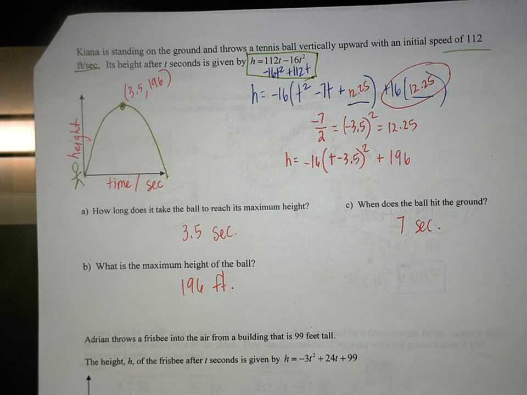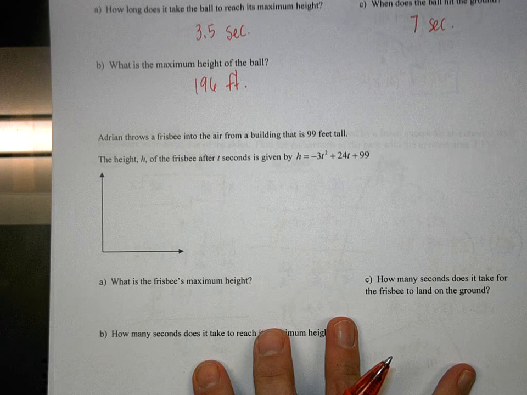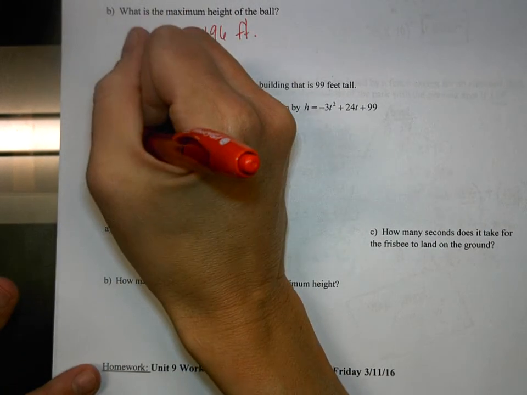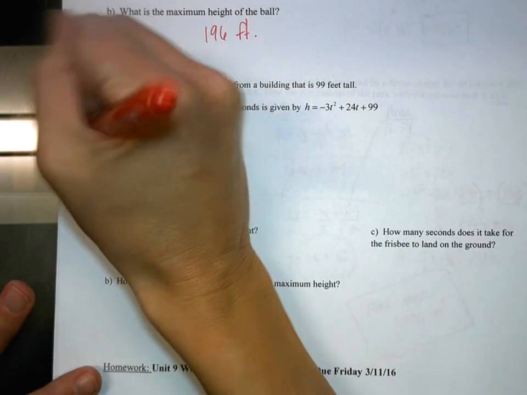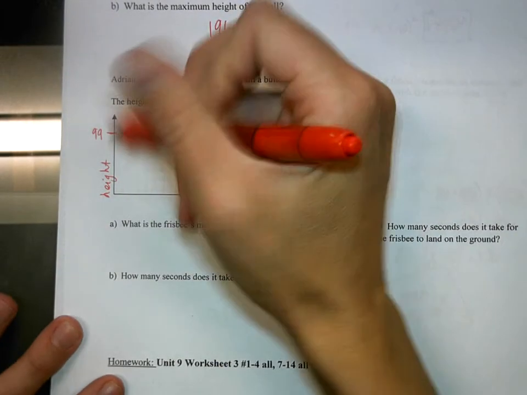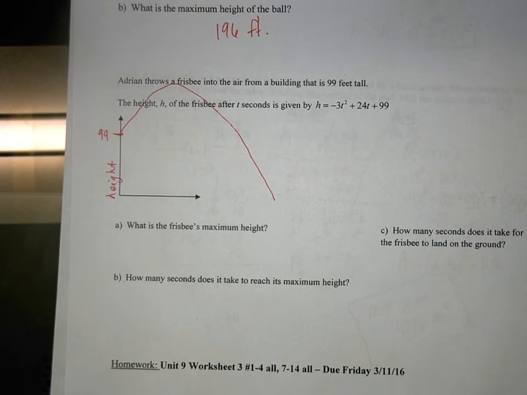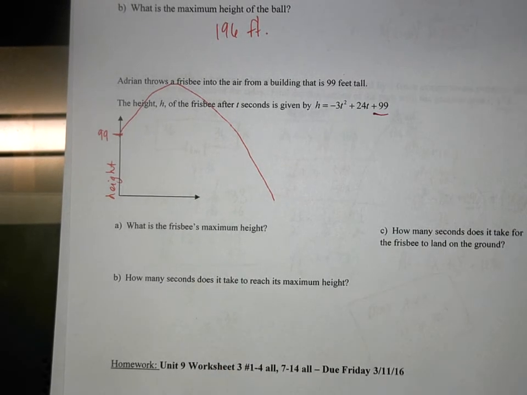All right. Last question. Adrian throws a frisbee into the air from a building that is 190 feet tall. So what that means is, this is your height, correct? But Adrian is up here at 99 feet. So he's on the balcony and he's throwing it from the balcony. So this ends up going up like this. Does that kind of make sense? So he's not starting at 0. That is why you have this plus 99 at the end, because he has shifted himself up off the ground. Okay? So we are going to solve this the same way.